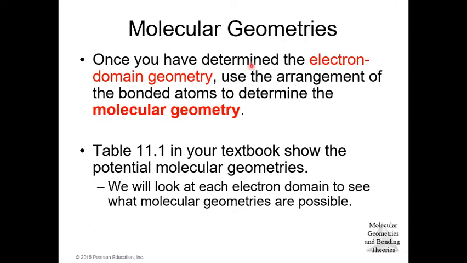All right, so now that we have the electron domain geometry, the electron group geometry, now we need to figure out the molecular geometry, which is different. The electron group geometry accounts for everything, all the bonds and all the lone pairs. Your molecular geometry ignores the lone pairs and just looks at the geometry of the bonds. Okay, we're going to walk through all of these.